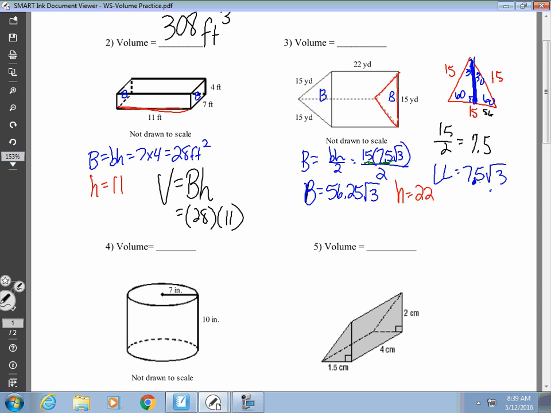How do we solve for the volume? Basically, multiply these two together, right? Volume is BH. Substitute the parts. What are we putting in for B? 237.5.